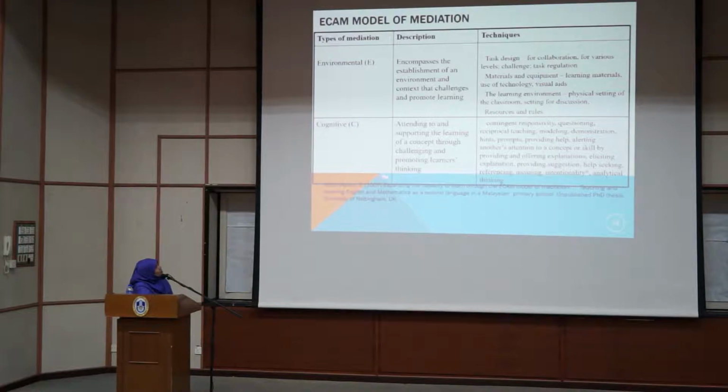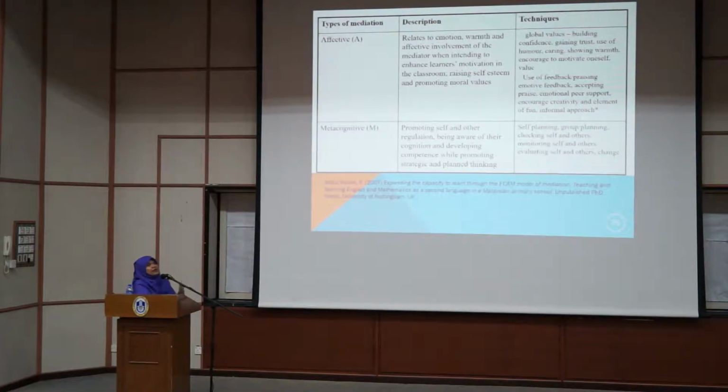And cognitive is when you attend to and support the learning of a concept through challenging and promoting learning thinking. So you can actually do prompts, questioning, explanation, and providing suggestions, and so on and so forth. Affective is when you actually tell them that they're doing a good job. But not just telling them good, but telling them good at what? I like the way you did this, so that they're very clear about what it is that they are right and which ones they need to improve.